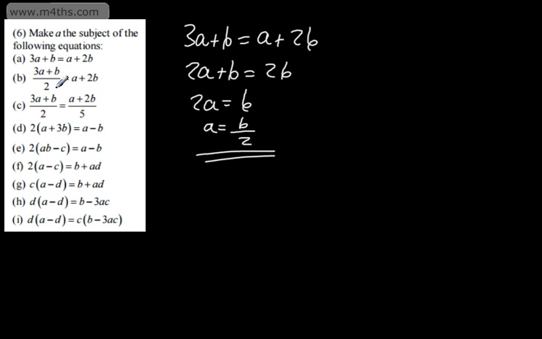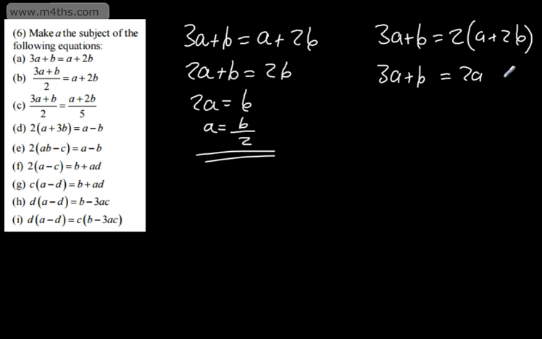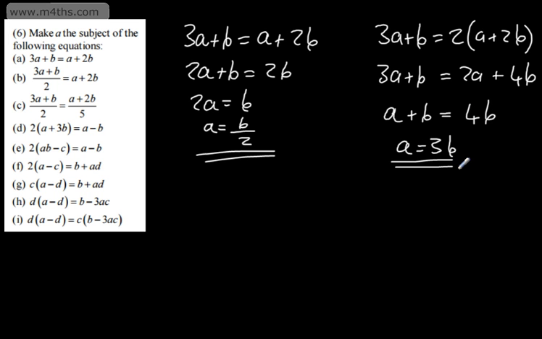With this one, we could multiply through by the lowest common multiple or simply cross multiply. I'm going to cross multiply. 3a plus b will be equal to 2 lots of a plus 2b. Expand the brackets. 3a plus b is equal to 2a plus 4b. We want a's over here, so we subtract the 2a from both sides. a plus b is equal to 4b. And then subtract the b from both sides. a is equal to 3b.